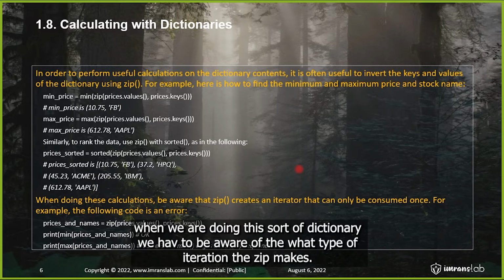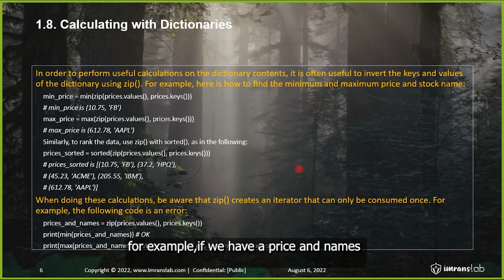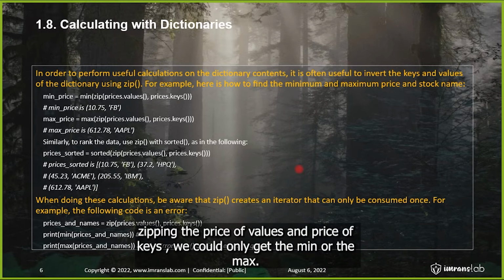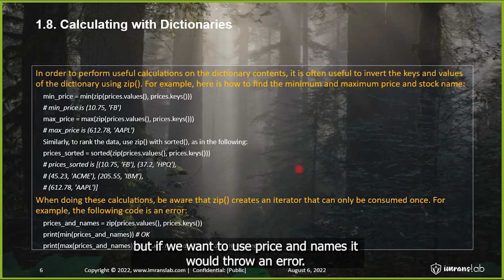When we are doing these sorts of calculations, we have to be aware of what type of iteration zip makes. The zip only goes over the data once. For example, if we have prices and names, zipping the prices values and prices keys, we could only get the min or the max. But if we try to use the prices and names again, it would throw an error.